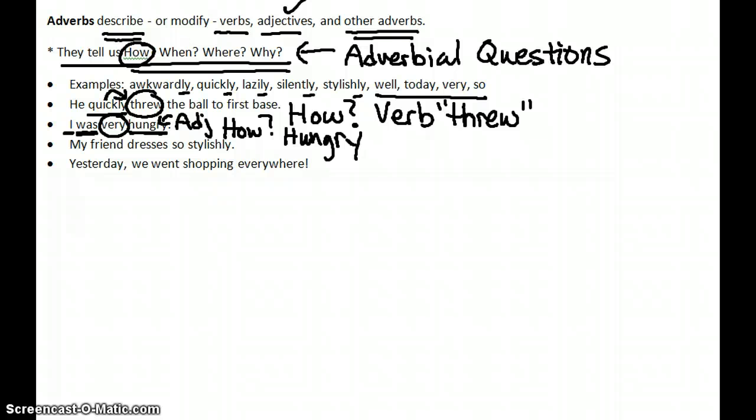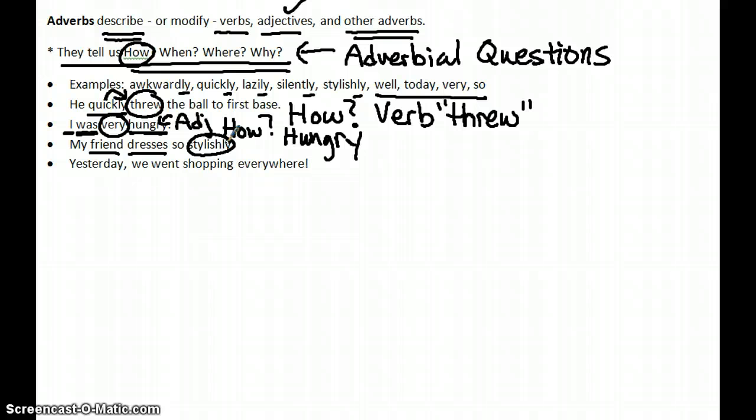Okay? Friend is our subject. What about that subject? She dresses so stylishly. Now, our verb in that sentence, the action, is what word? Hopefully you realized it's dresses. And then you ask yourself, how does she dress? She dresses stylishly. Stylishly answers the question, how she dressed.